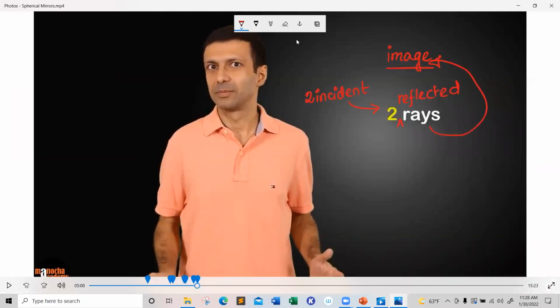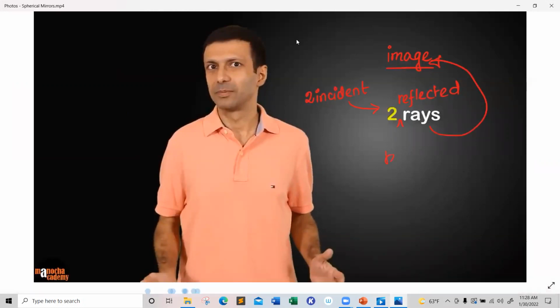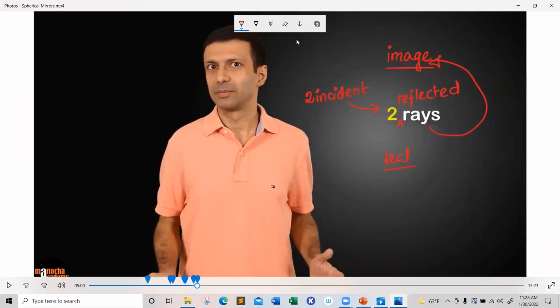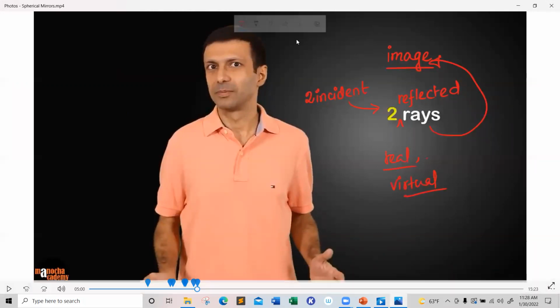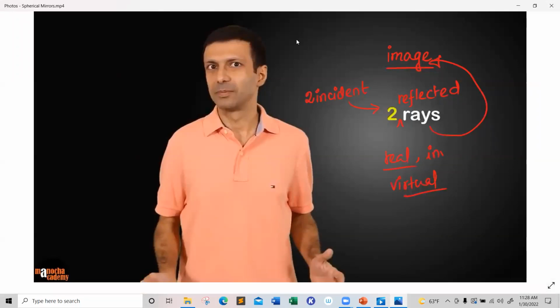Now if the rays are meeting on their own, I don't have to extend them backward, then this is a real image. And if I have to extend them backward and then they meet, then this is a virtual image. And always remember that real images are always inverted.